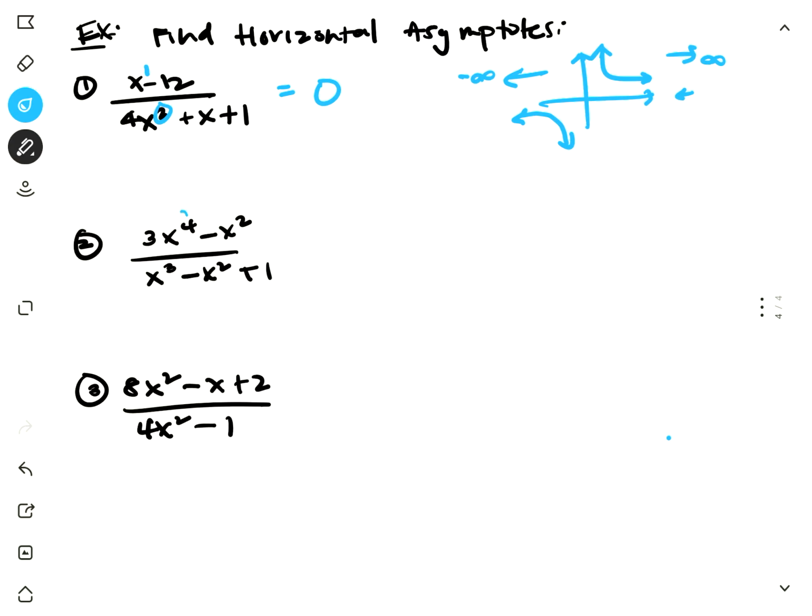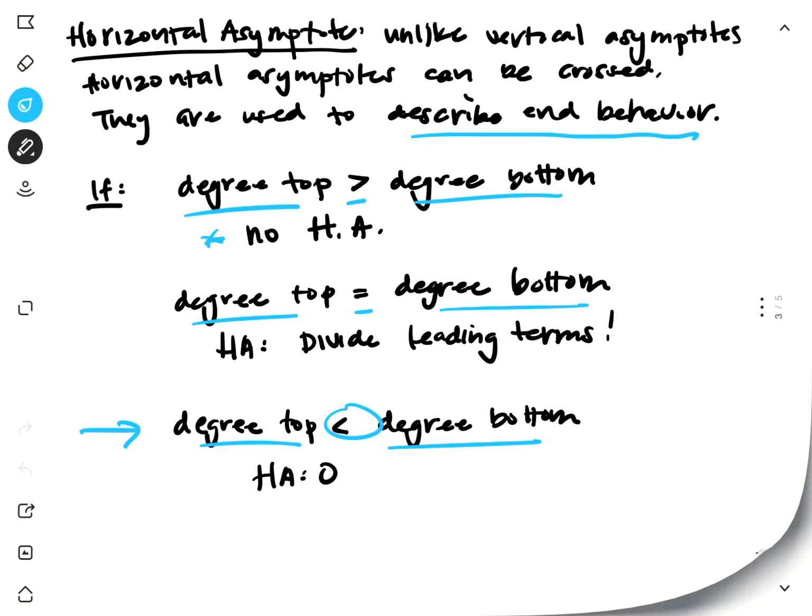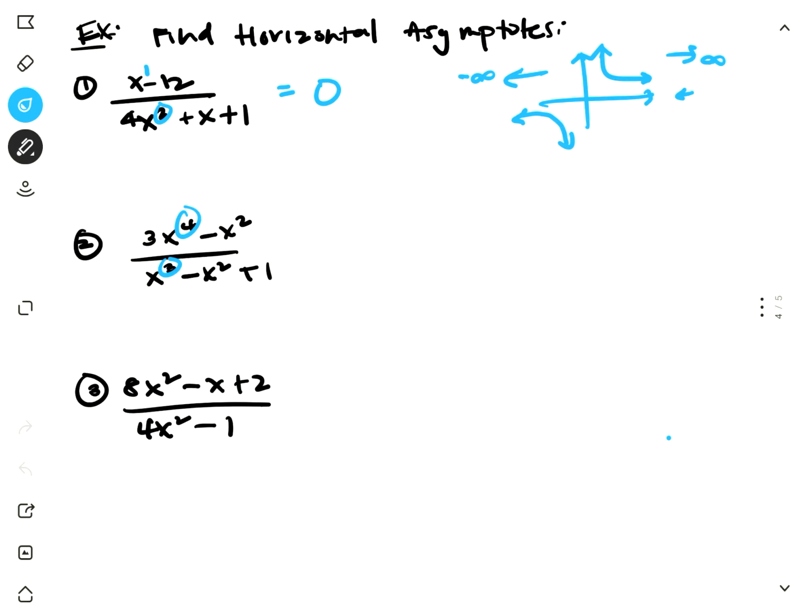Okay, part 2, degree 4 over degree 3. So if the top is bigger than the bottom, then we don't have any horizontal asymptote. No horizontal asymptote. We have an oblique asymptote, but we really don't talk about it in precalculus or even calculus, so we're just going to leave it how it is.